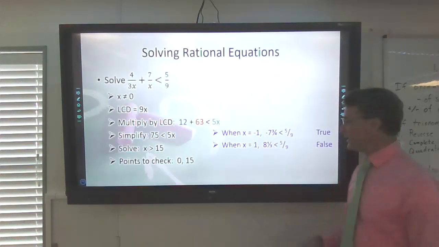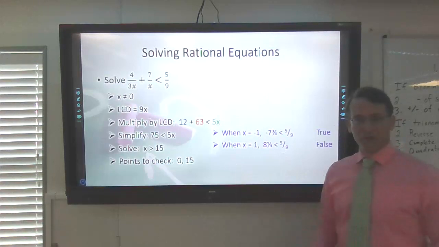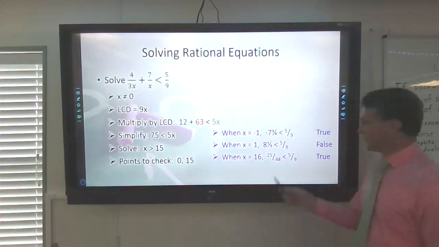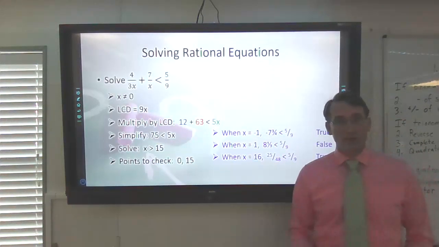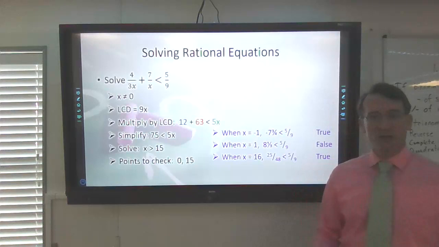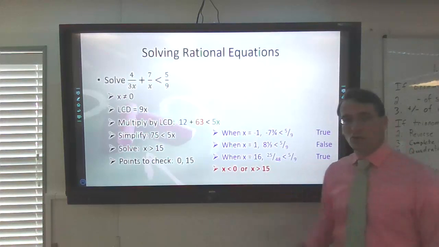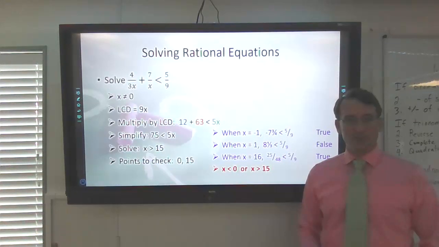If I choose a value between 0 and 15, such as 1 or even 10, I use the value of 1. I get 8 1/3 is less than 5/9, which is false. And then I chose a value that is greater than 15, something like 20, or I used 16. So when I use 16, you get 25/48 is less than 5/9, which is also true. So here we have a discontinuity of x is either less than 0 or greater than 15.